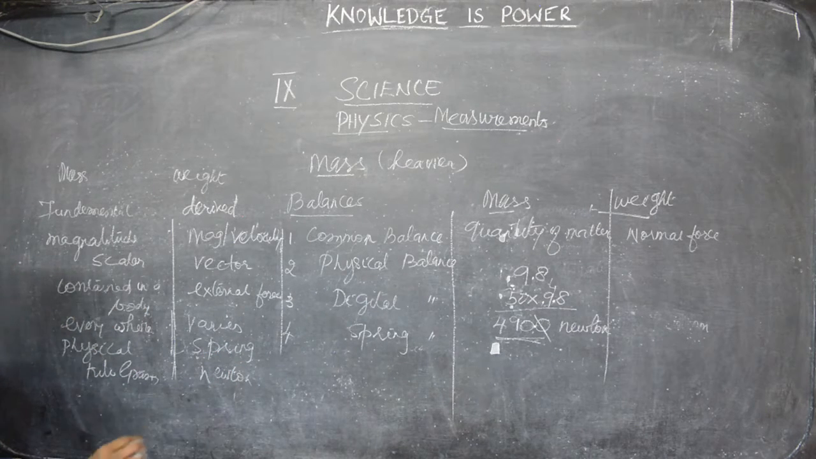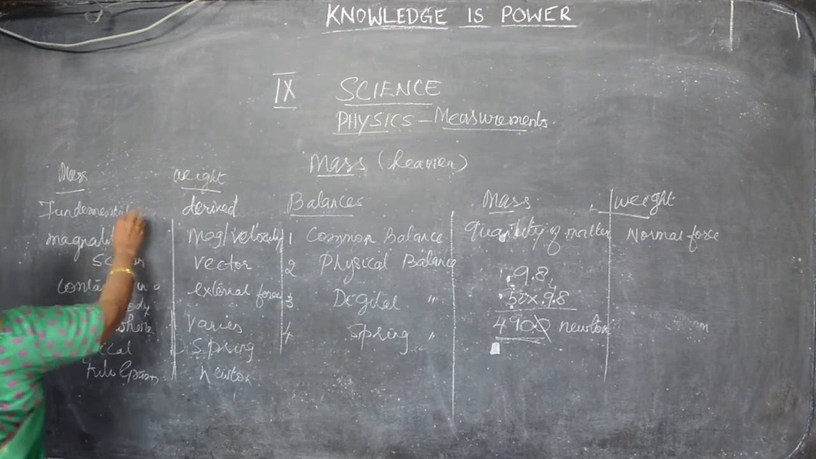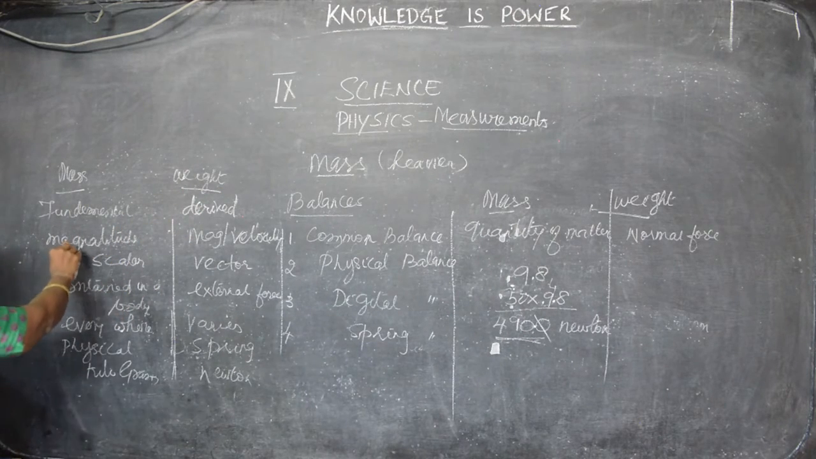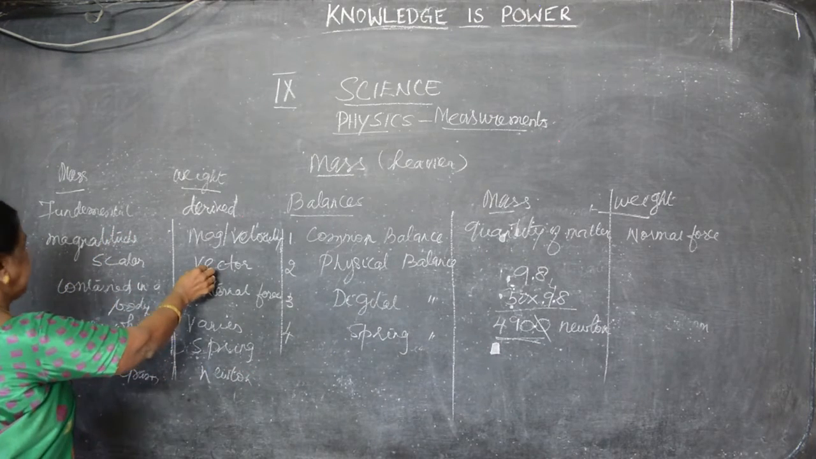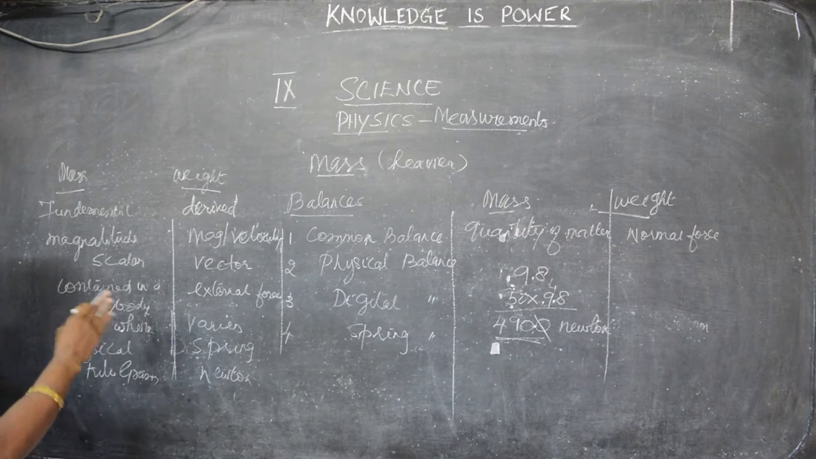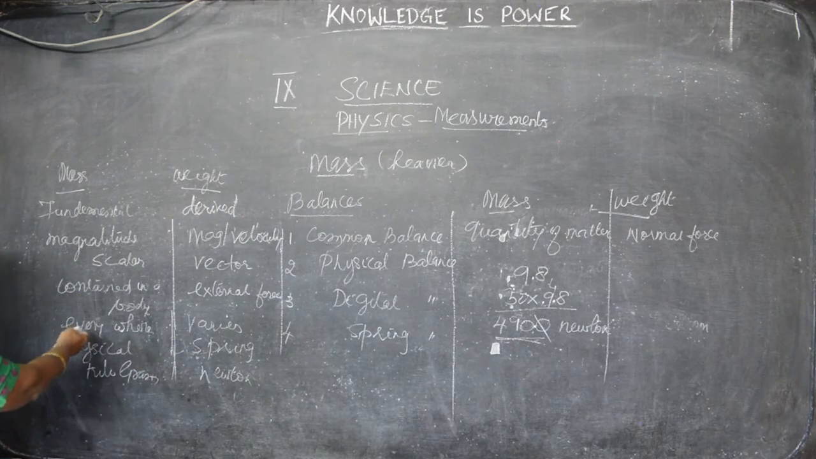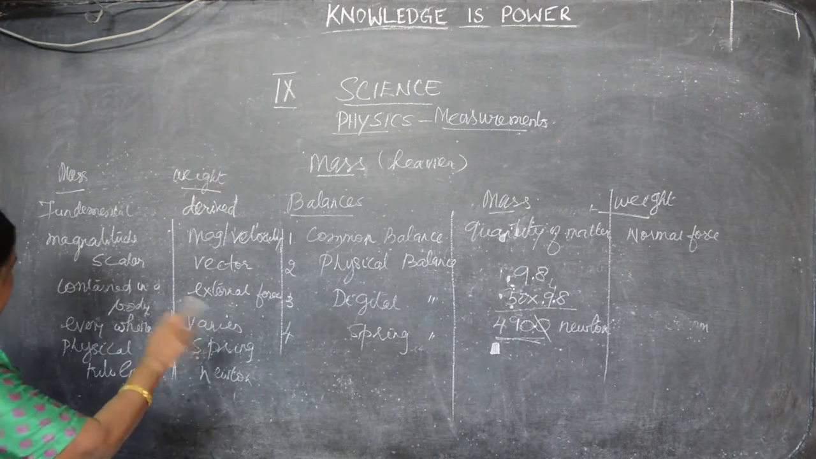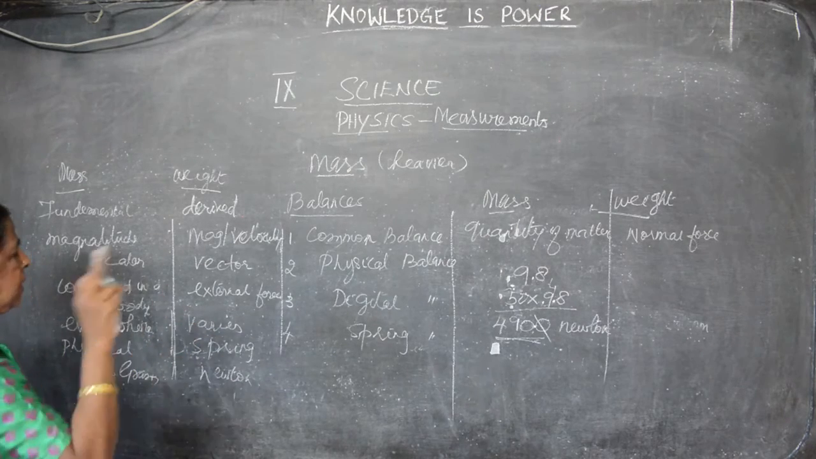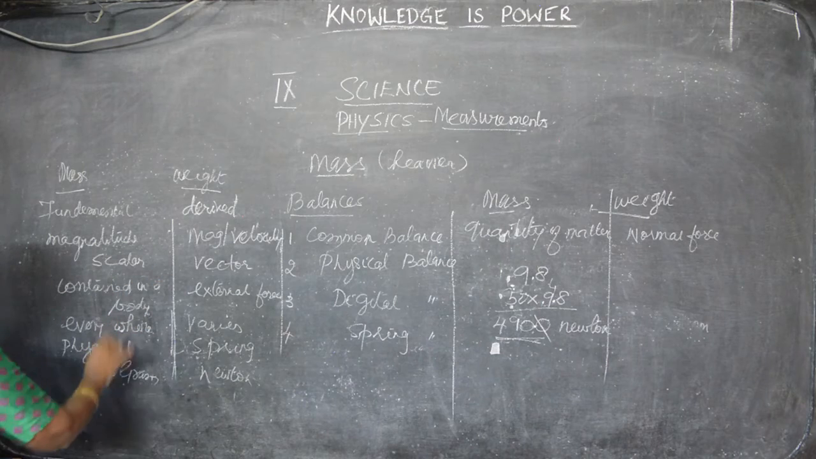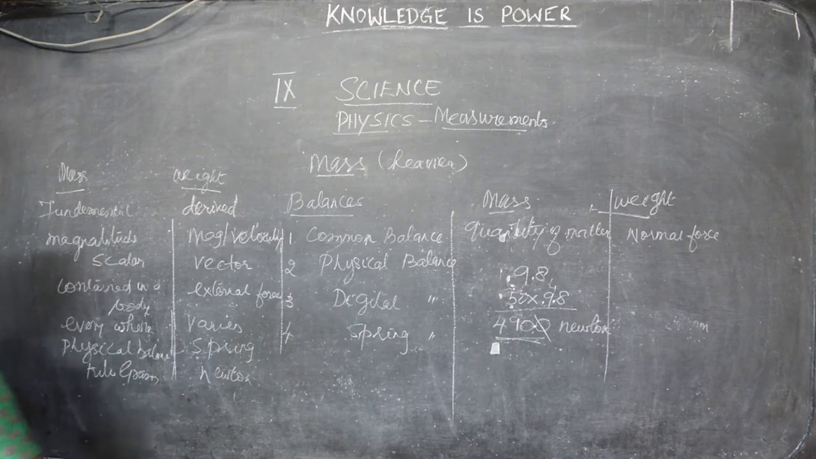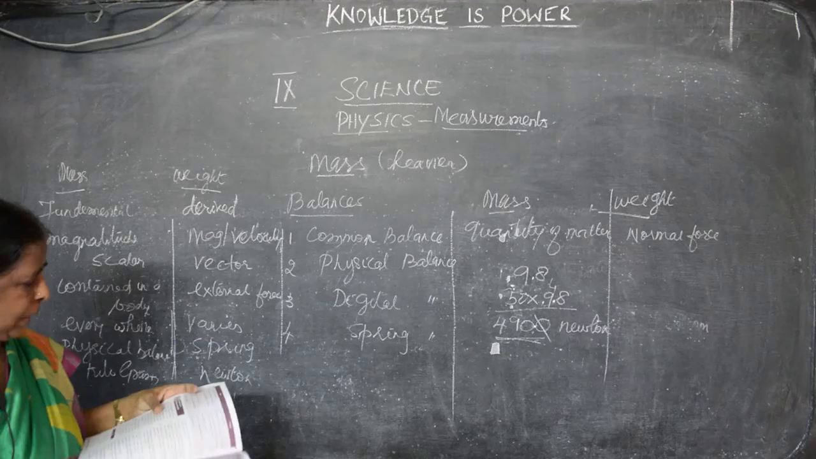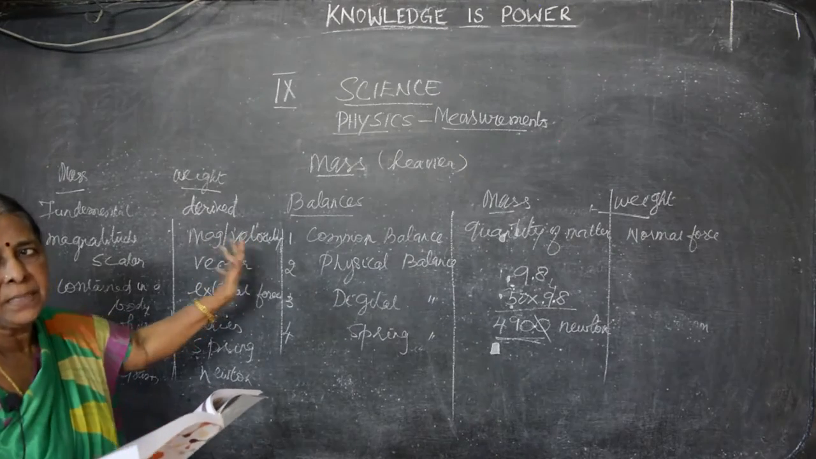So what are the differences between mass and weight? Mass is the fundamental quantity. Weight is the derived quantity. Mass has magnitude, so it is known as a scalar quantity. Weight has magnitude as well as direction, so it is a vector quantity. Mass is contained in a body. Weight is the external force acting on the body. Mass is the same everywhere. Weight varies from place to place. For example, the weight of a man differs on the moon. That is the example for weight. Mass is measured by using a physical balance. Weight is measured by using a spring balance. The unit of mass is kilogram. The unit of weight is Newton. So these are the differences between mass and weight.